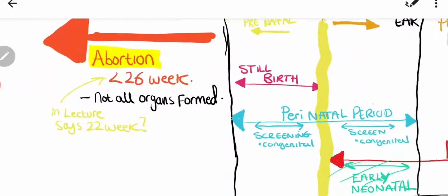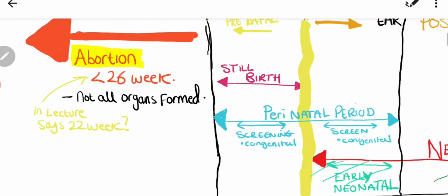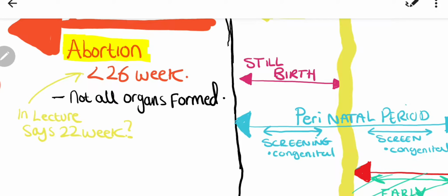So abortion is pre 26 weeks. This is when not all the organs are formed. I can have a quick look at what the actual definition here is. So it's the interruption of a pregnancy before the fetus meets the above criteria. And I think the above criteria is talking about the live birth criteria.